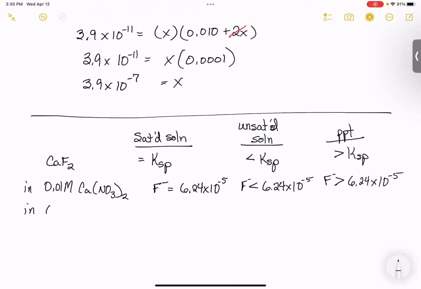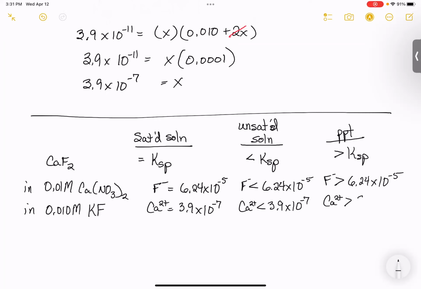In our 0.010 molar potassium fluoride, basically, if your calcium concentration is equal to that 3.9 times 10 to the minus 7, that is where you're going to have a saturated solution. If that calcium concentration is less than the 3.9 times 10 to the minus 7, that means you're not going to have reached that point of precipitating anything out. Only if you go past it will you get a precipitate. That's what these numbers mean, folks.